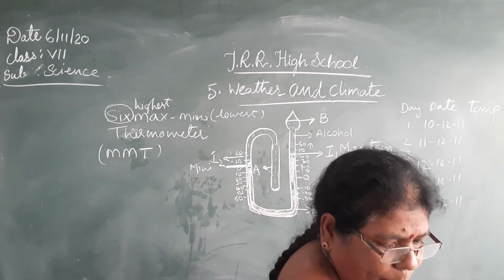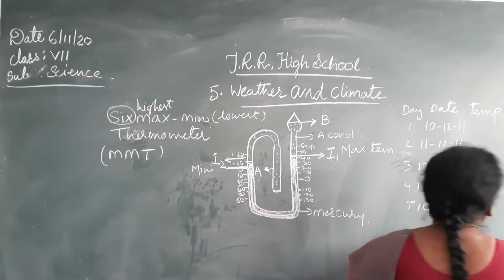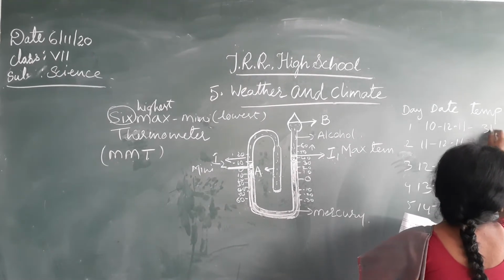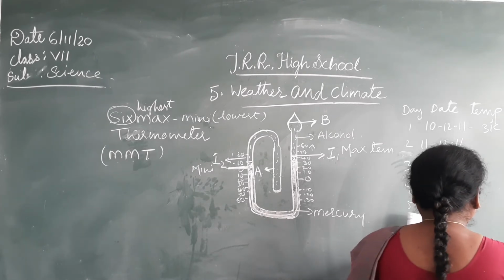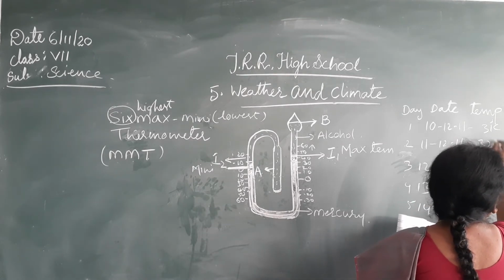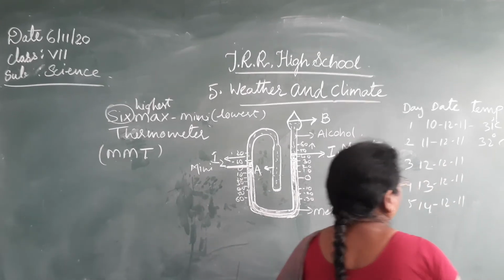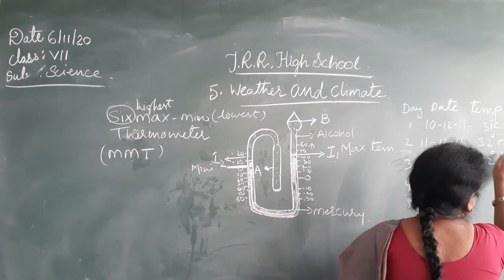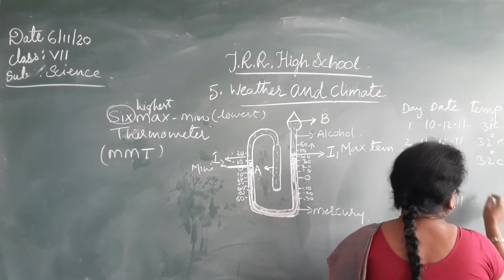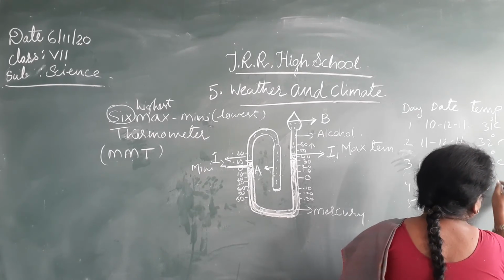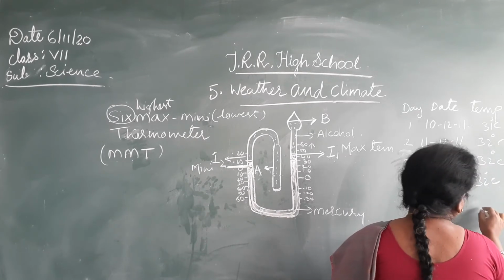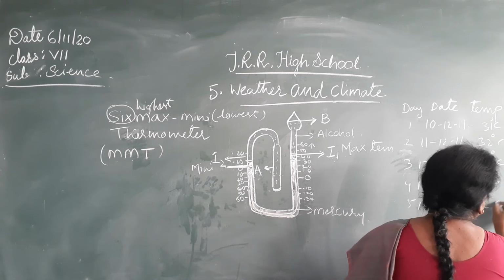Write down the temperatures here. They want 31 degrees centigrade and they do 32 degrees. Now all these days you are getting a constant temperature of 32 degrees. Third day, fourth day also 32 degrees, and fifth day also 32 degrees you are getting.